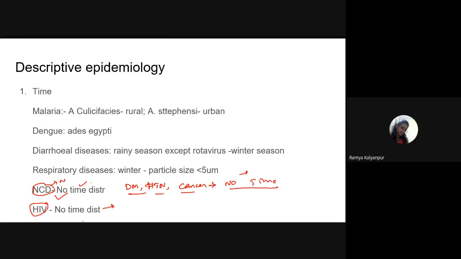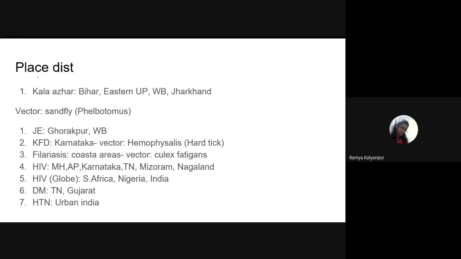No, it has no particular time distribution, as far as we have observed. So these are the two commonly asked MCQ questions. Identify which among the following doesn't show any time distribution. Any non-communicable diseases and even HIV.